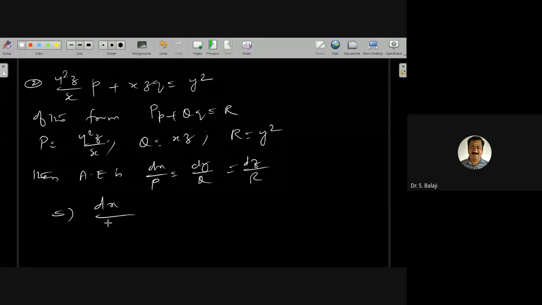This implies dx by capital P, which is y square z by x, so we get x dx by y square z; dy by capital Q, which is x z; dz by capital R, which is y square.